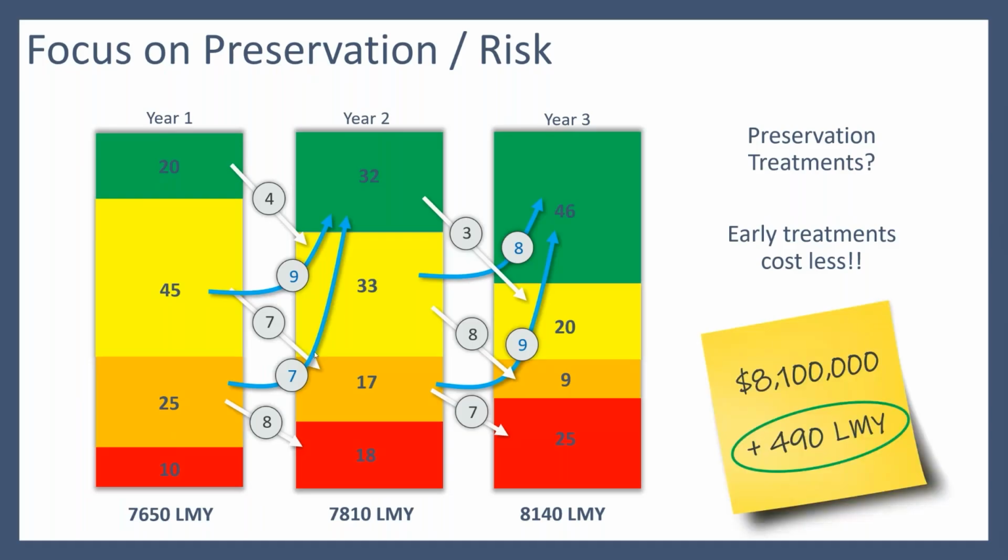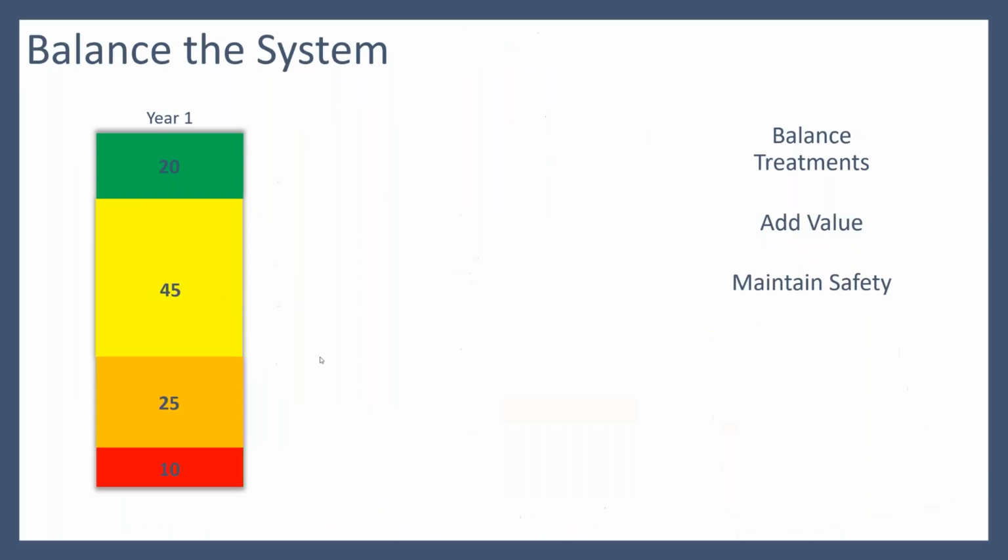So I have gained value in my network. Still had to spend a bunch of money, but not as much as we might have thought if we had used a different strategy. So here at least we are improving the overall value. Now, I would argue that the thing to do is to balance the system.